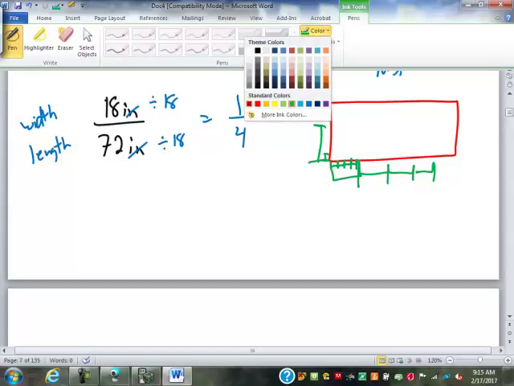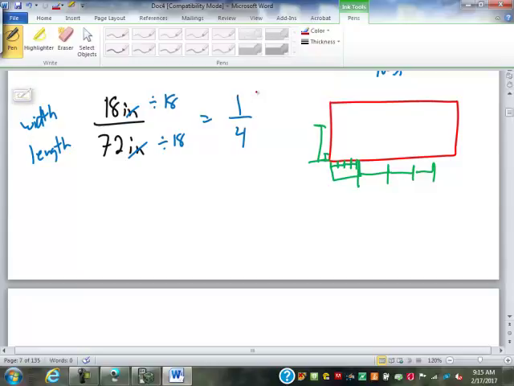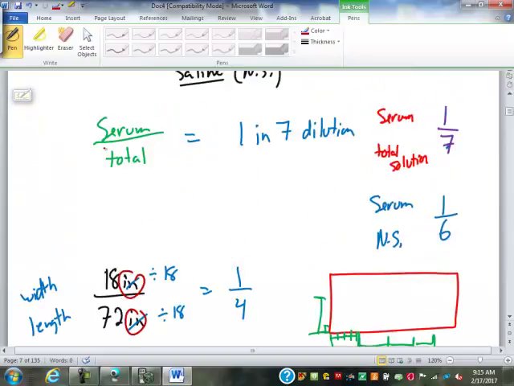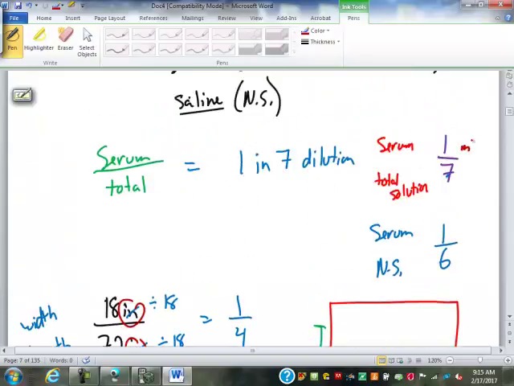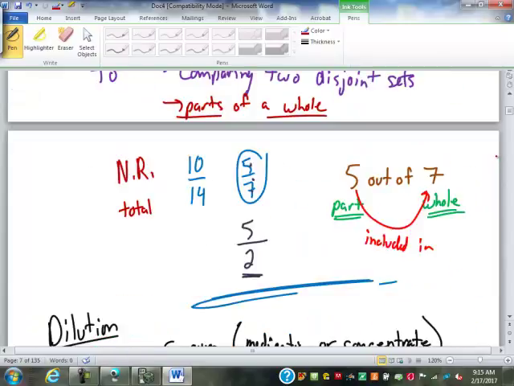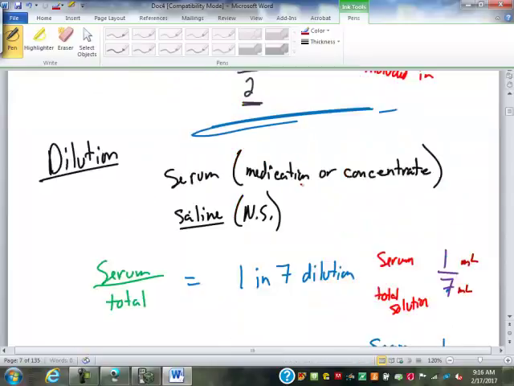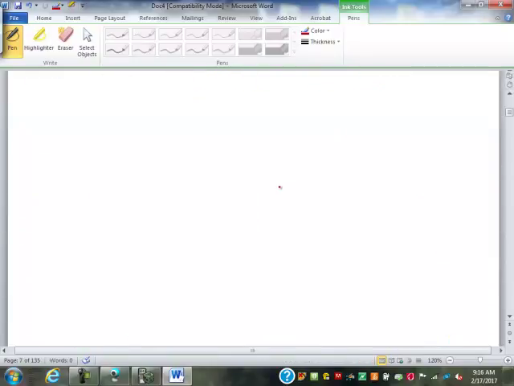You'll also notice in all the ratios I've done so far, the labels have been the same. Here I'm comparing inches to inches. Here I'd be comparing milliliters to milliliters. Up top here I'm comparing students to students. In a ratio, you must compare 2 things that have the same label, have that same name.